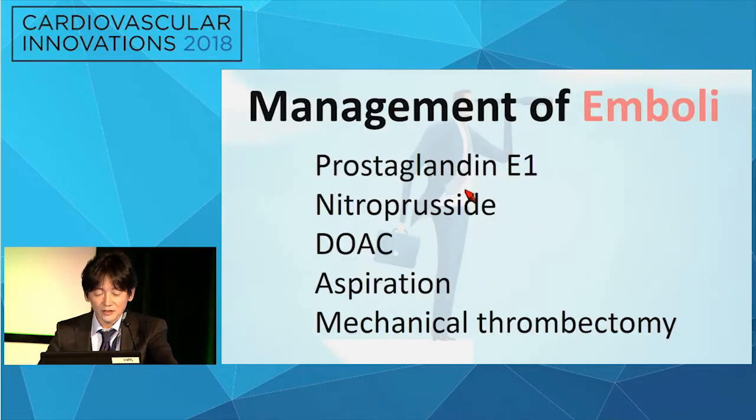Yeah, great. So next, for the management of the emboli, we usually use the prostaglandin E1 during the procedure after occurrence of the emboli, or we are using the nitroprusside or a nitro injection to get a good runoff. Or sometimes, in some cases, we use the anticoagulant drug. Sometimes we use the aspiration catheter or mechanical thrombectomy, but mechanical thrombectomy is not available in Japan yet. Therefore, it's very limited. That's all.